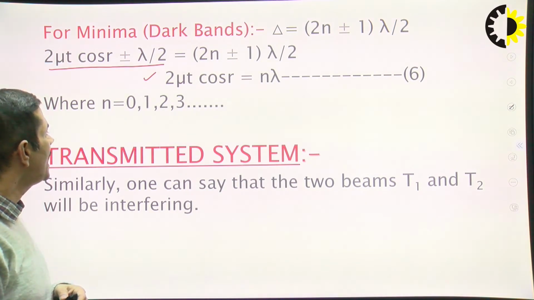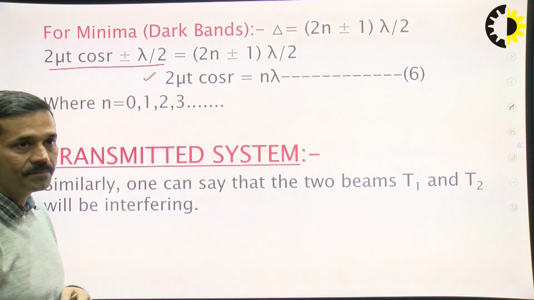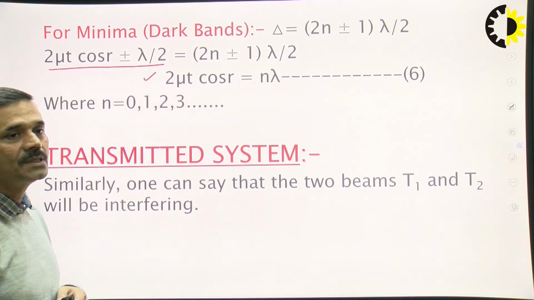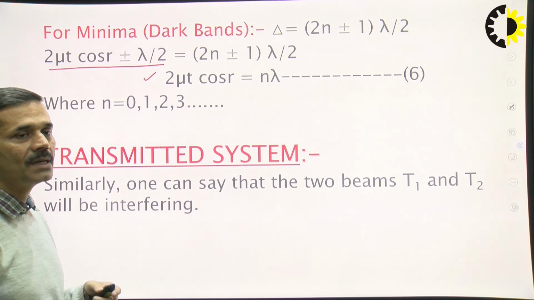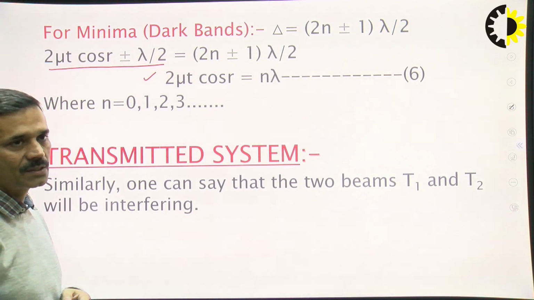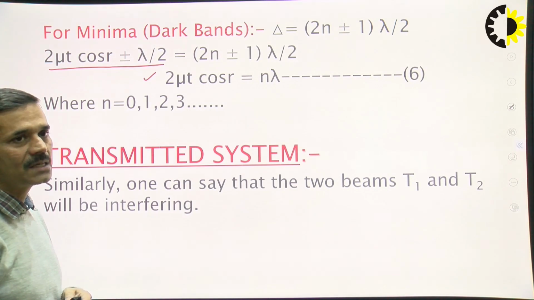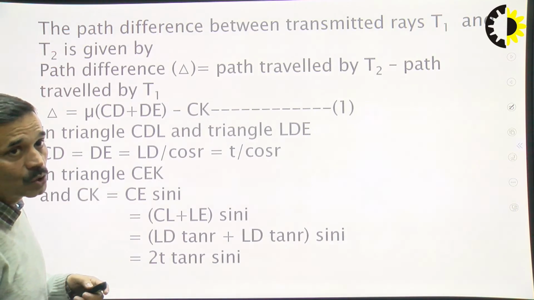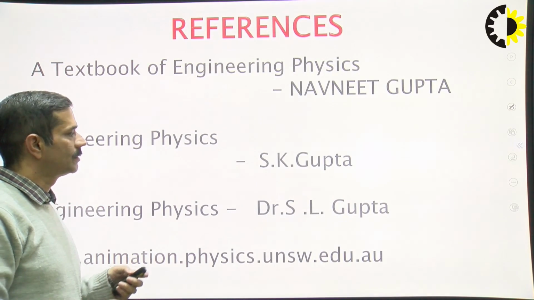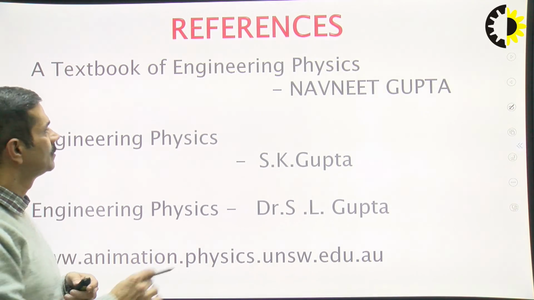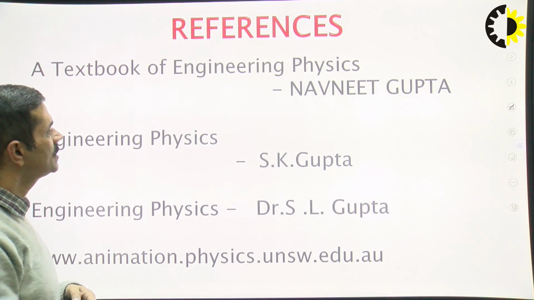Similarly, we can have conditions for the transmitted system, that means the conditions for constructive and destructive interference, bright bands and dark bands, for the transmitted system, which we will discuss in the next class. So today I will complete my lecture here, and the references are as you can see.